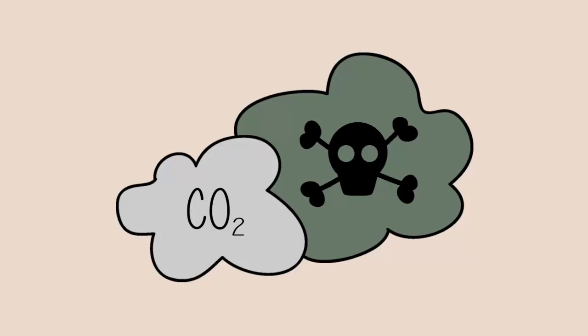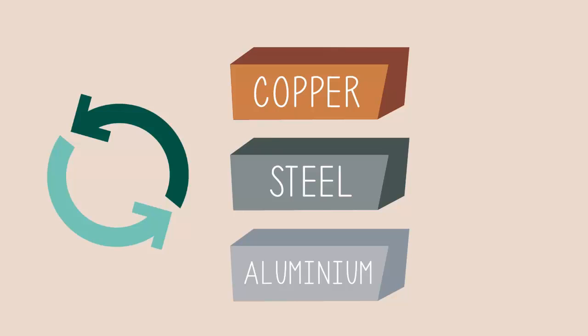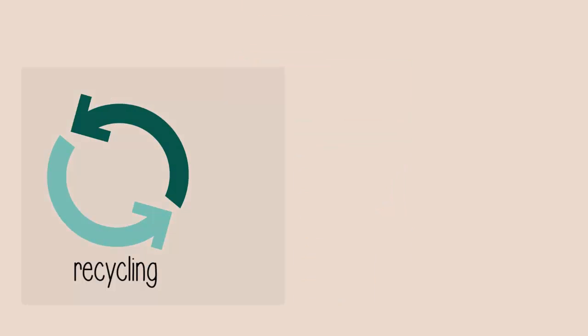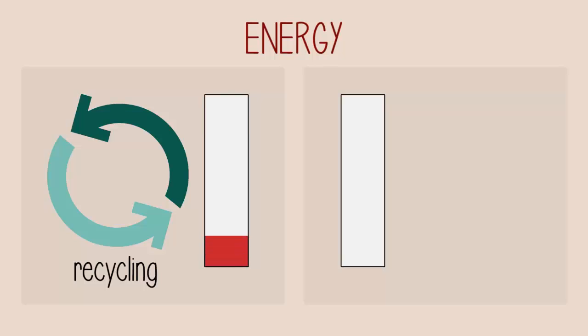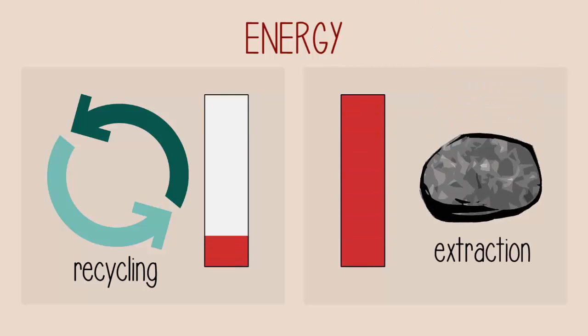In summary, aluminum, steel, and copper are the most commonly recycled metals, and the recycling process usually uses significantly less energy than extraction from their ores.